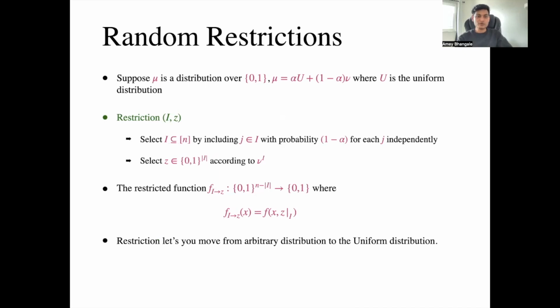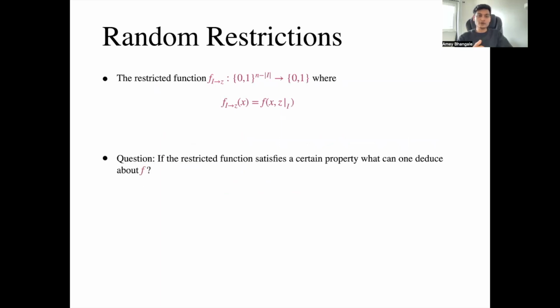So one good thing about random restriction is that it lets you move from an arbitrary distribution to just the uniform distribution. Because now in this restricted function, you can plug a uniform distribution for this x, as we already sampled z according to the distribution nu. And the question we want to understand is that if the restricted function satisfies a certain property, then what can we deduce about the original function?